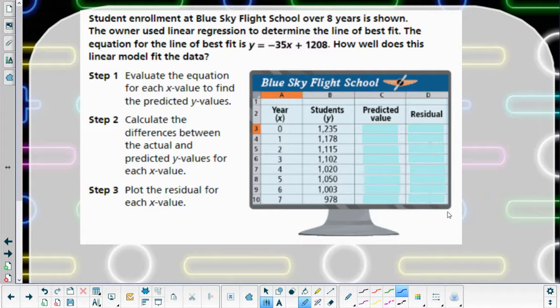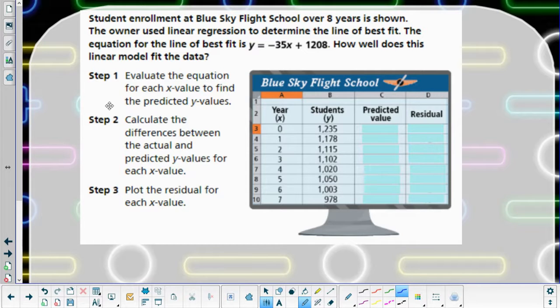All right, so I want to show you a real-life example of when we can figure out what the predicted values are and what the residual values are. Student enrollment at Blue Sky Flight School over 8 years is shown. The owner used linear regression to determine the line of best fit. The equation for the line of best fit is y equals negative 35x plus 1,208. How does this linear model fit the data?